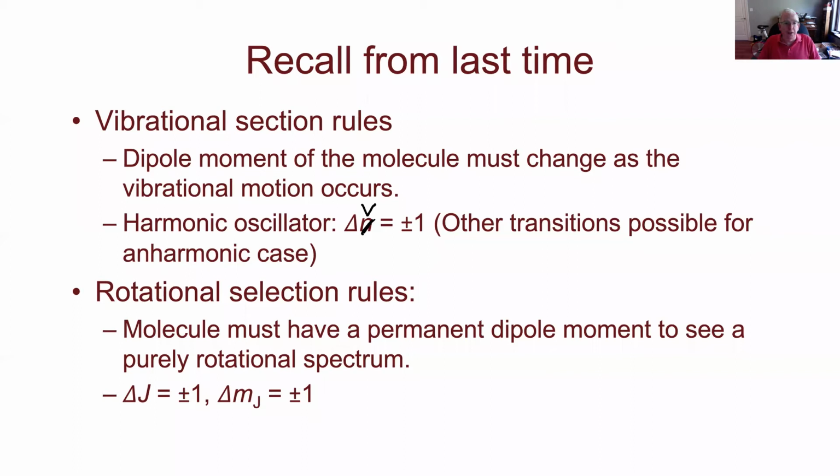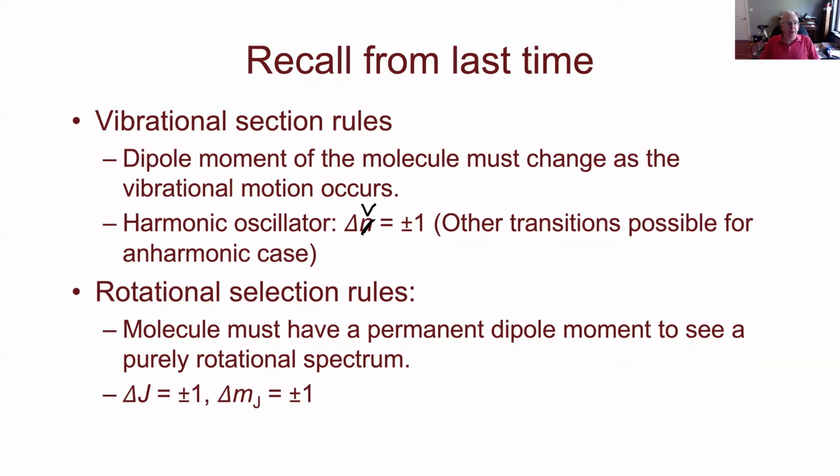Rotationally, the molecule needs to have a permanent dipole moment to see a pure rotational spectrum. That doesn't mean we can't see rotational lines in a vibrational spectrum anyway, if there's not a permanent dipole moment, but it means we can't take a microwave spectrum of just rotational excitation on its own for a molecule that doesn't have a permanent dipole. Again, CO2 will be an example of that.